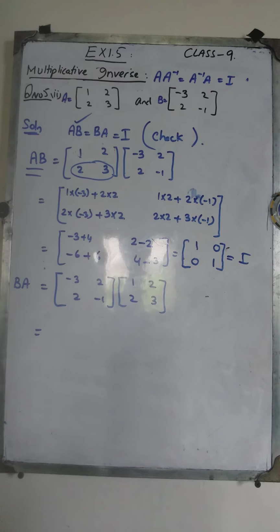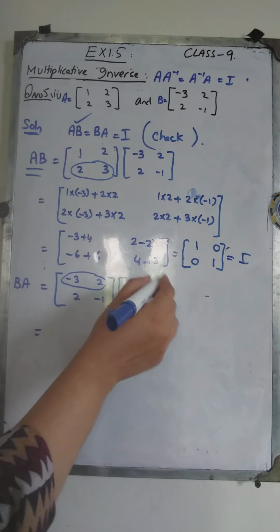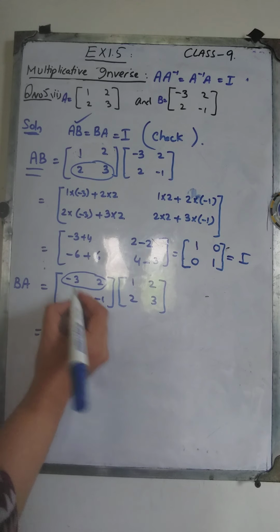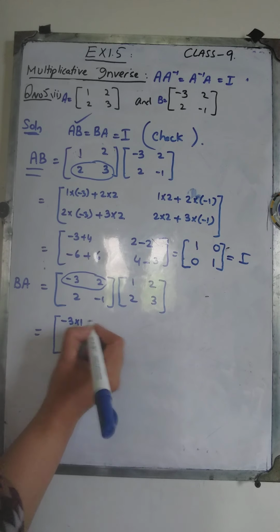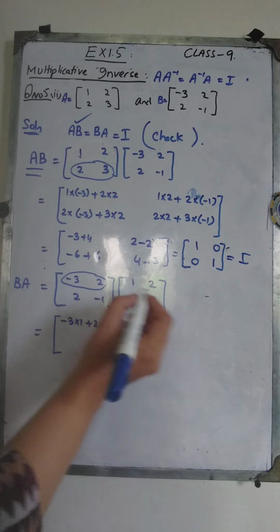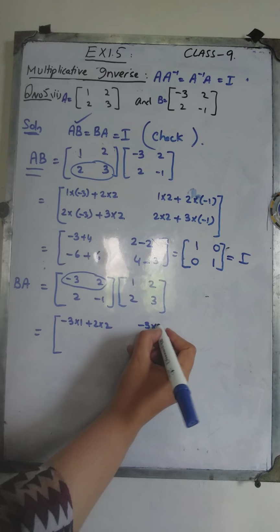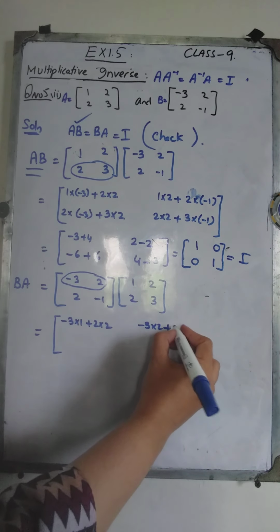So we are checking whether these are multiplicative inverses or not. Okay. Now we will take the first row and multiply it with the first and second column. What we get is -3 into 1 plus 2 into 2. Then first row with second column -3 into 2 plus 2 into 3.